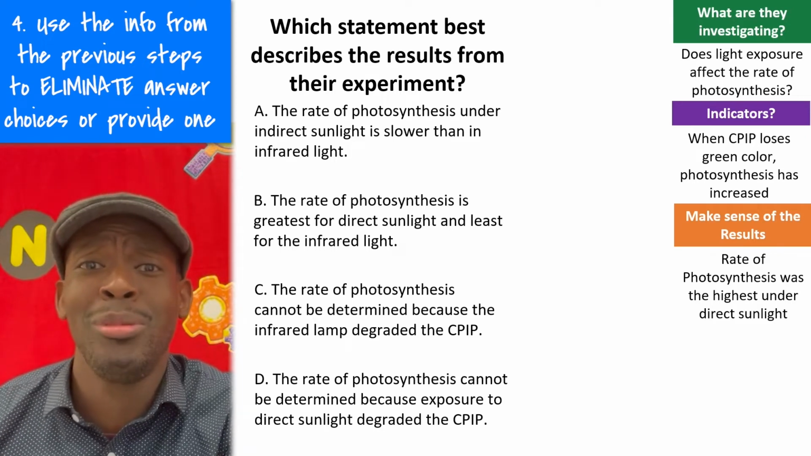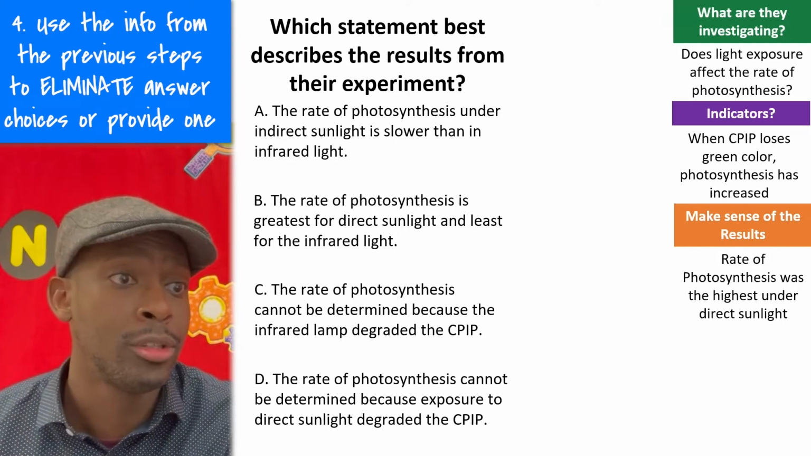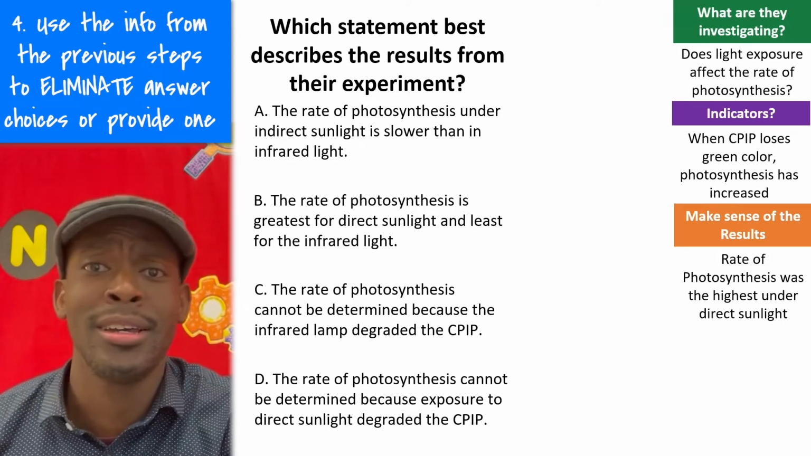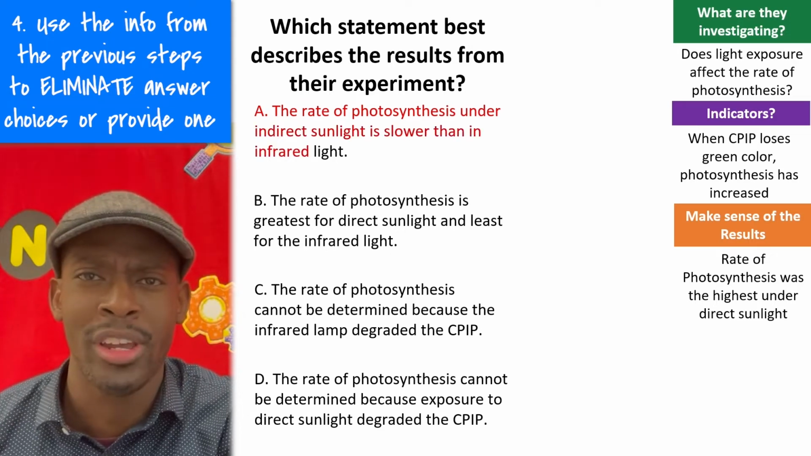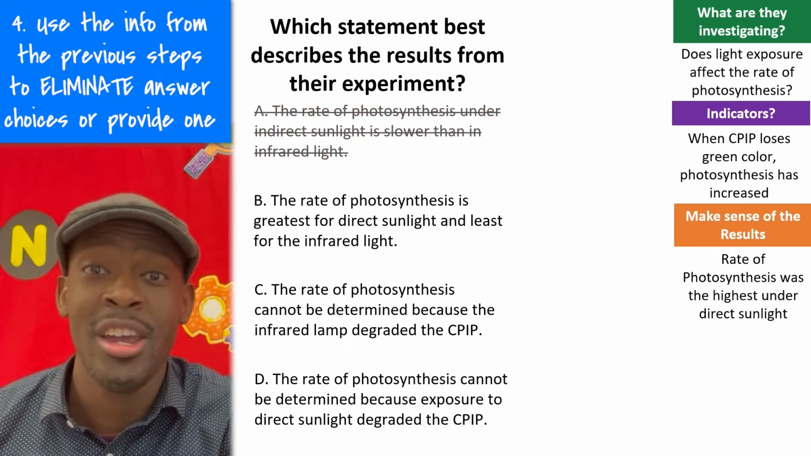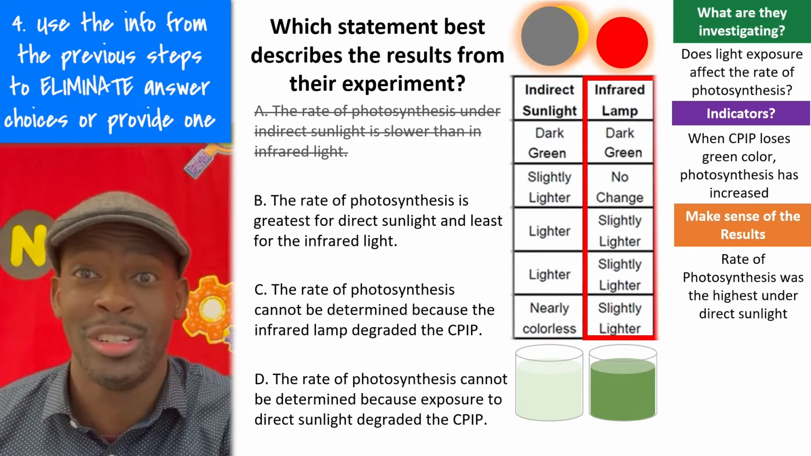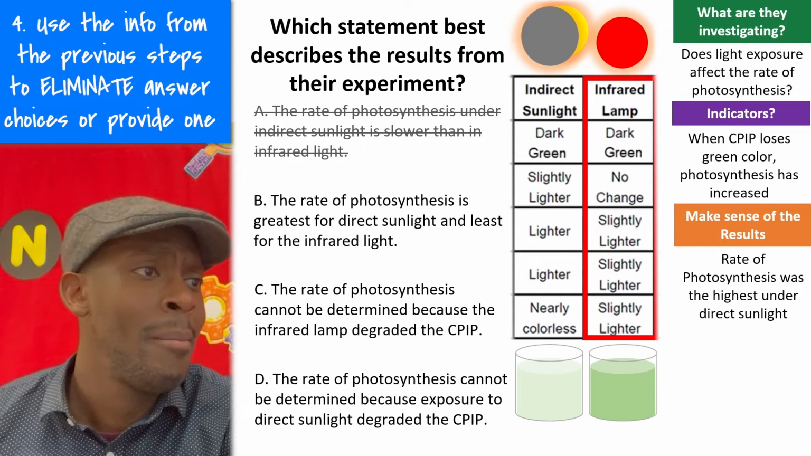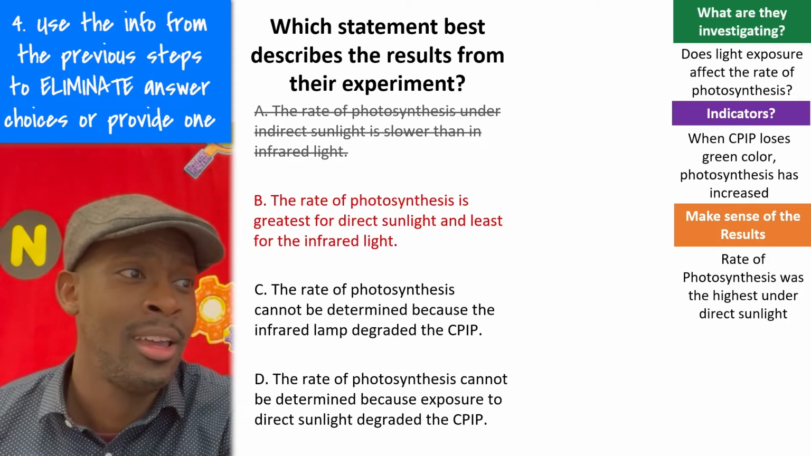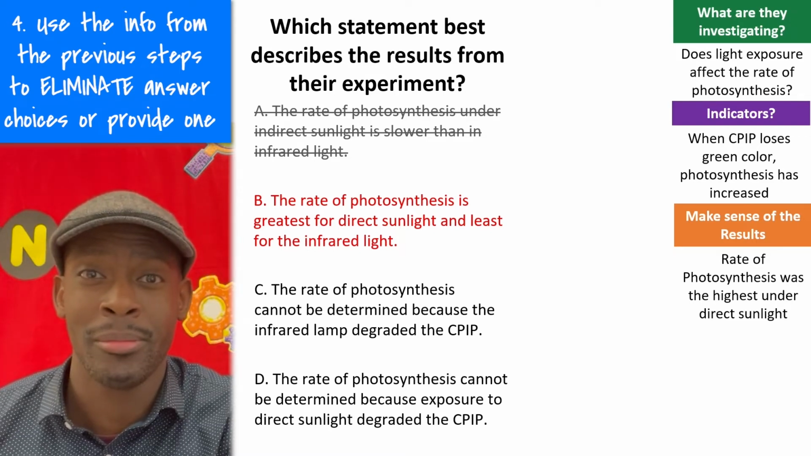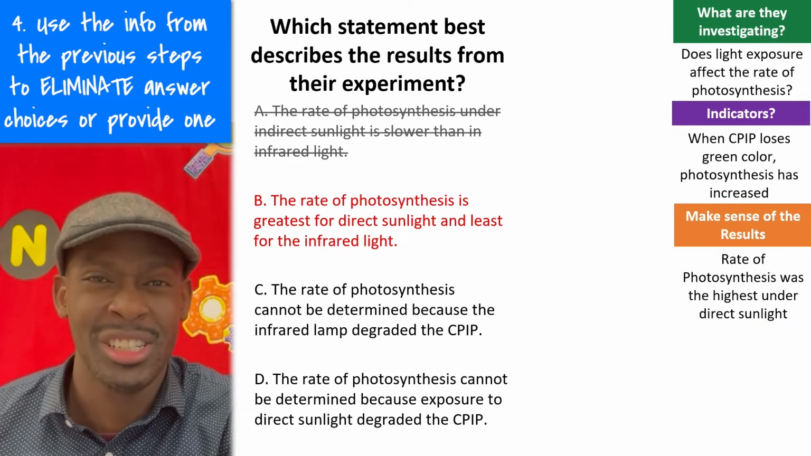Now, let's look at our answer choices and see what aligns with what we just concluded on our own. A says the rate of photosynthesis under indirect sunlight is slower than infrared. That isn't true. Indirect sunlight was nearly colorless, and infrared never even reached a colorless range. B, the rate of photosynthesis is greatest for direct sunlight and least for infrared. That actually aligns with what we already concluded, but let's continue to read.